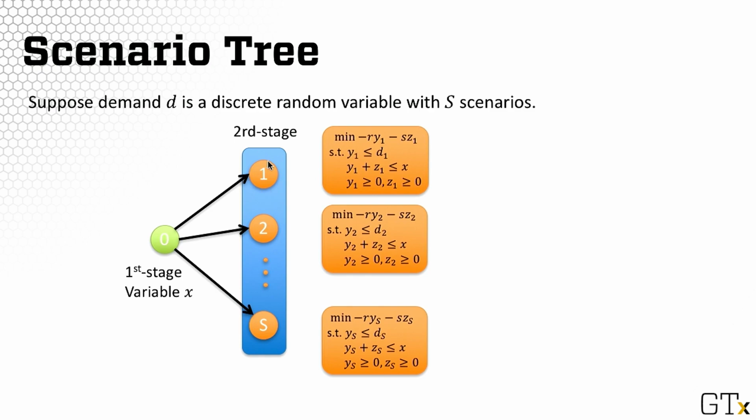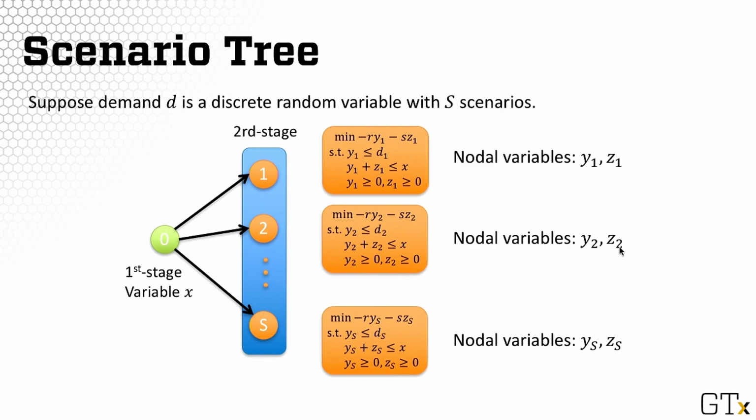And at each node in the second stage, internally, the orange problem is to solve a minimal future cost problem to decide the second stage variables, y1 and z1 for, for example, the first scenario, and y2, z2 for the second scenario, d2, and so on, up to ys and zs. These are called nodal variables because they are embedded in each node of the second stage problem.